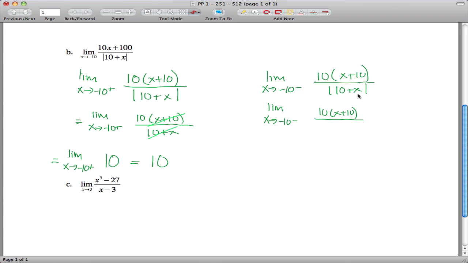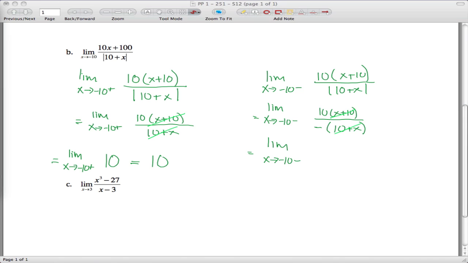And what the absolute value signs do to a negative number is they switch the sign. In other words, they multiply everything by a negative 1. So if we want to drop the absolute value signs, we have to add a negative sign on the outside, because what's inside the absolute value signs is a negative number. 10 plus x is a negative number when x approaches negative 10 from the negative side. But if you do that, we can say this is the limit as x approaches negative 10 from the negative side of, much like over on the left-hand side case, x plus 10 and 10 plus x cancel out.